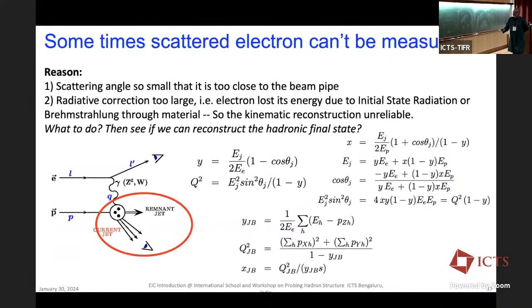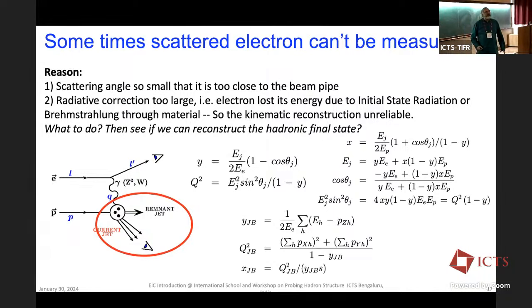Now, sometimes the angle of that lepton is so small that you may not be able to measure it because it's too close to the beam pipe. As the beam comes in, hits it, and the lepton scatters, right? Sometimes the angle remains so small that you won't be able to measure it. What would you do then? Because you know the incoming angle, you can rely on the hadronic final state instead of measuring this. You still have additional variables, and you can reconstruct the whole kinematic event based on what you see here.